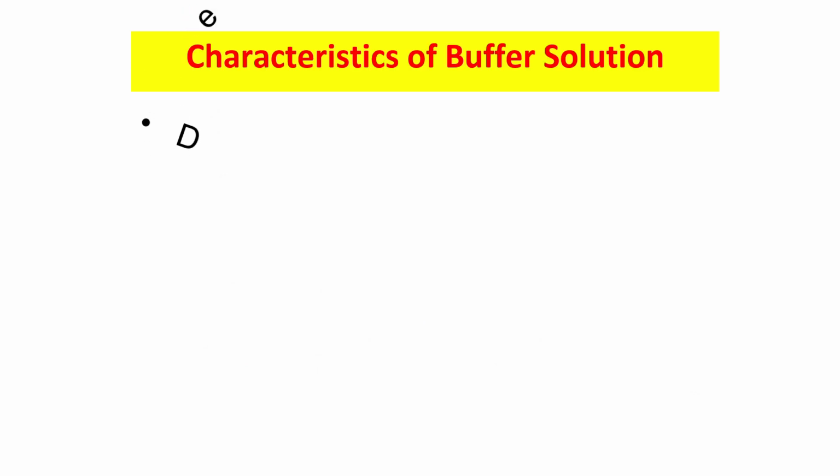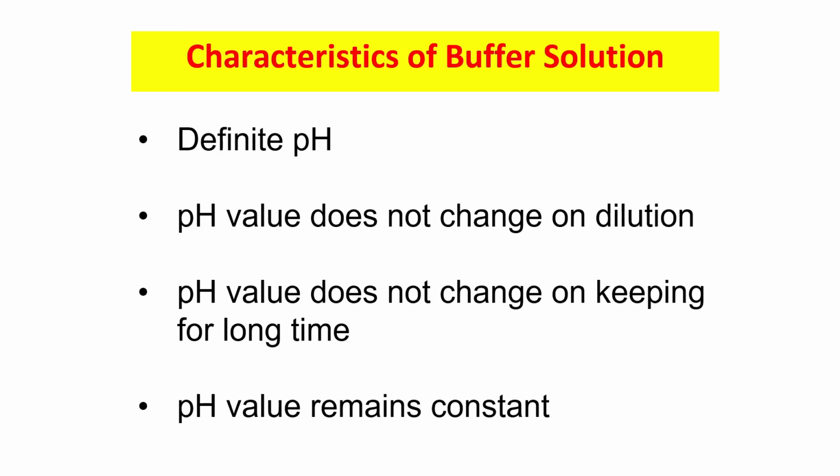So ciri-ciri buffer solution, it has a definite pH. Okay, pH value does not change on dilution. pH value does not change on keeping for a long time, and pH value remains constant. So ini adalah ciri-ciri ataupun karakteristik of a buffer solution.